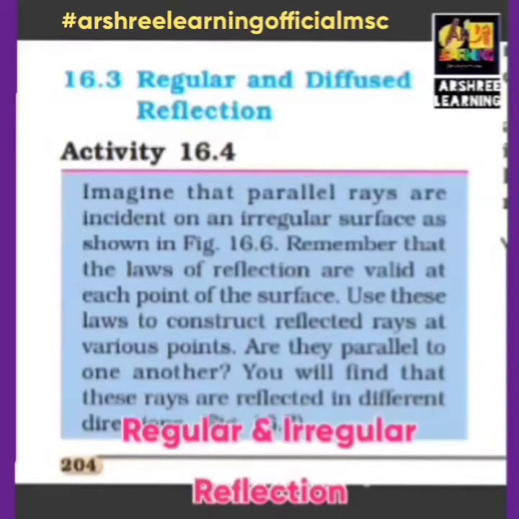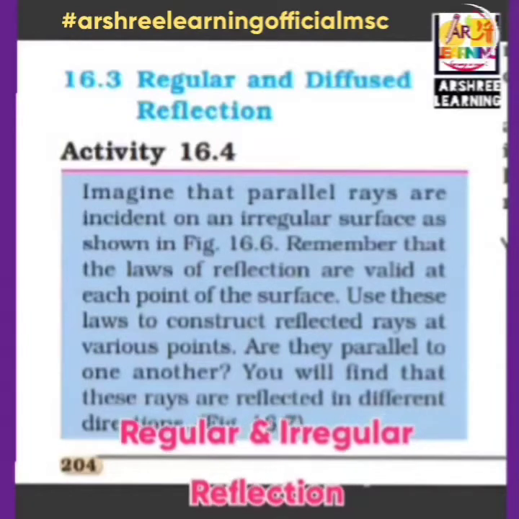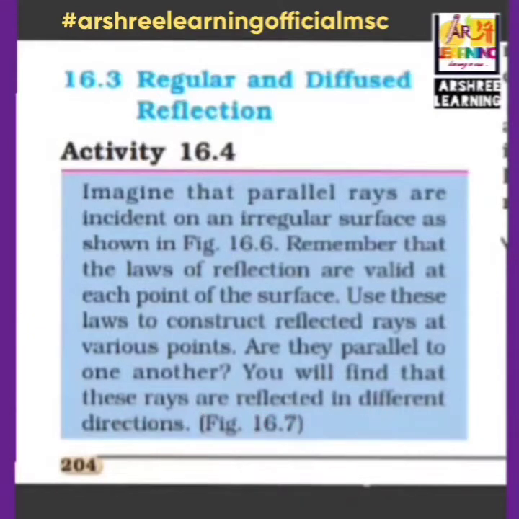Another characteristic of light is regular and diffused reflection. Imagine that parallel rays are incident on an irregular surface. The laws of reflection are valid at each point of the surface. The ray of light cannot always fall on a plane surface.